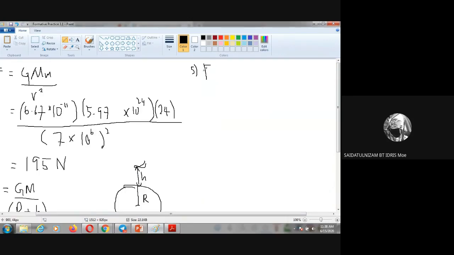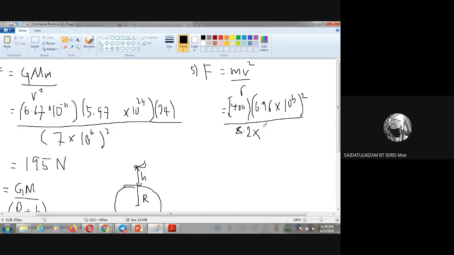So centripetal force formula F equal to mv square over r. Okay, mass of satellite berapa tadi? 400 kg kan? So 400 kg. Velocity of satellite 6.96 times 10 power of 3 square over dengan r. R the radius of the satellite to the earth 8.2 times 10 power of 6. Okay, kirakan.